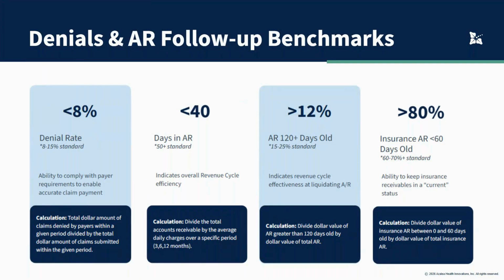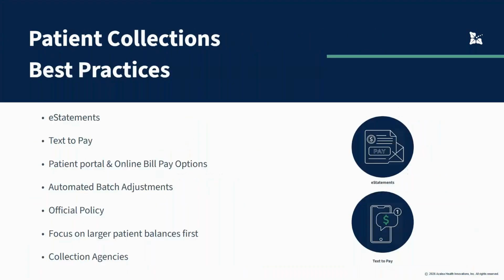I also like looking at the 120. Some folks like looking at 90 plus, 120 plus. But let's make sure we're not seeing a bunch of our AR getting into those older buckets. And then I also like to look at the current bucket. So let's look at what's less than 60 days. We want the bulk of our money in those earlier buckets.